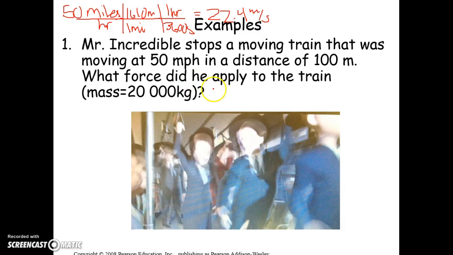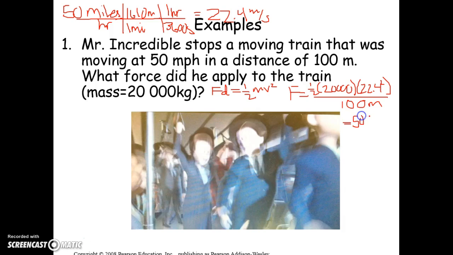And then we're going to stop it. So this is one of those where you have FD equals 1/2 mv squared, and I'm looking for the force. So I'm just going to divide both sides by d. So the F in the end, I'm going to have 1/2. Mass is 20,000. And then I'm going to have my 22.4 squared. And then all divided by the distance of 100 meters. And if I run and calculate all those numbers, I get just about 50,000 newtons. And so he is Mr. Incredible.